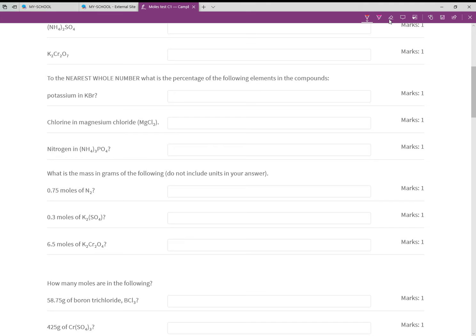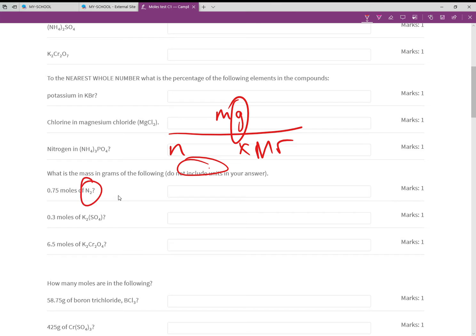Okay, so let's get rid of that. Okay, so what mass in grams then of the following? So what is the mass in grams? Do not include units. Again, read that. So we have N2, which is 14 times 2, so that's 28 obviously, multiplied by 0.75. So our answer to that is a nice simple 21 grams.